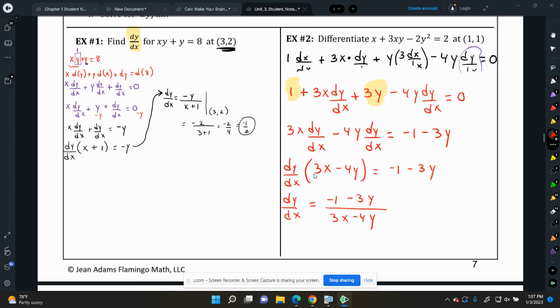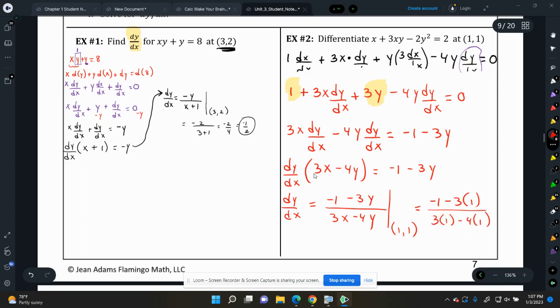Now I'm doing this at the point 1, 1. So this is going to be negative 1 minus 3 times 1 over 3 times 1 minus 4 times 1. So we get negative 4 over 3 minus 4, negative 1. So we get 4. Okay.